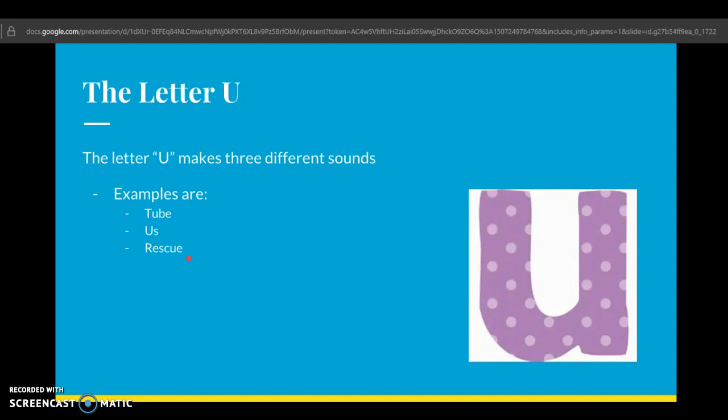Next is the letter U. Now the letter U makes 3 sounds as well, so here are the 3 examples I have found for the letter U. There's tube, us, and rescue. So tube, us, rescue.